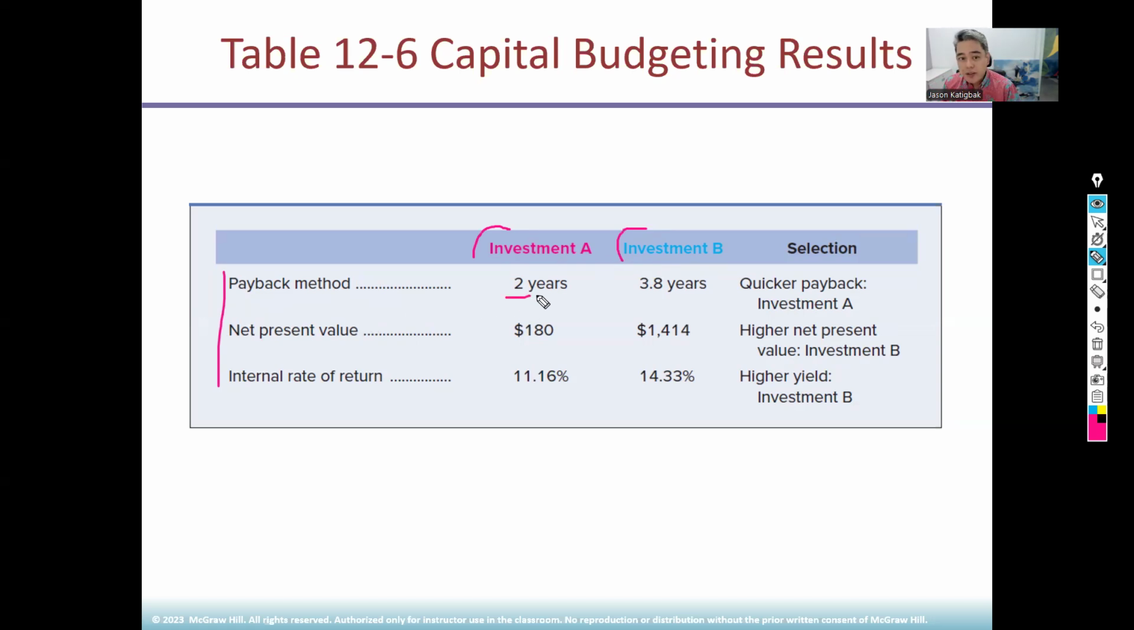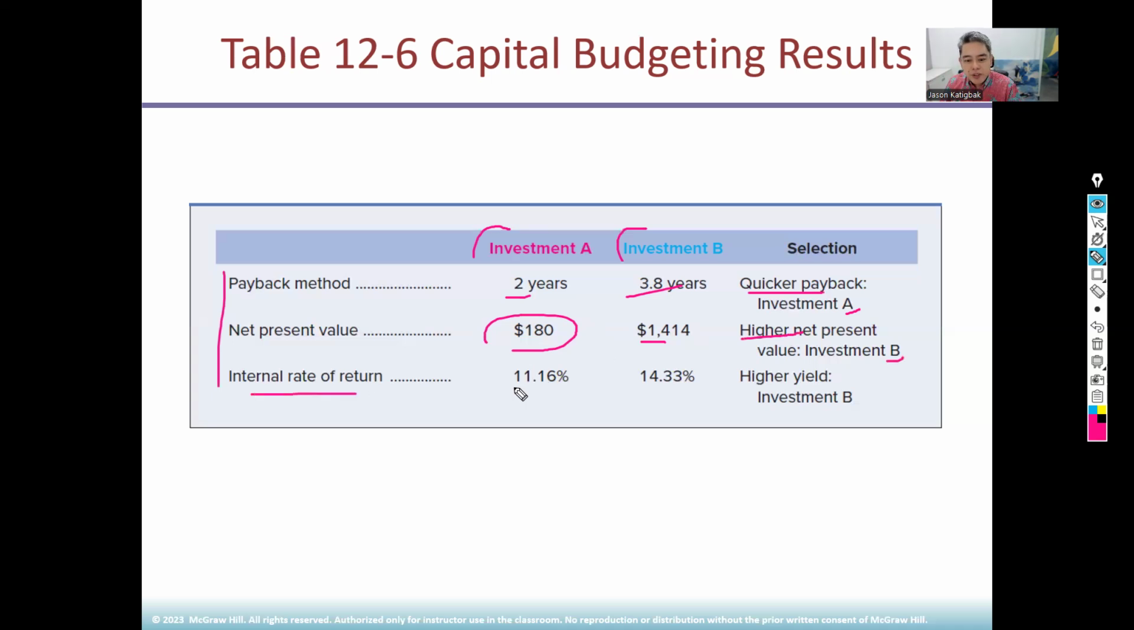So you can recover faster on investment A, 2 years, compared to 3.8 years in investment B. So quicker payback is investment A. The net present value, dollar amount, or the increase in wealth of the shareholder is 180 after 3 years, because by the third year you would actually get the money, right? This one after 5 years is estimated to be 1,414 out of the $10,000 that you invest. So the higher net present value is investment B.